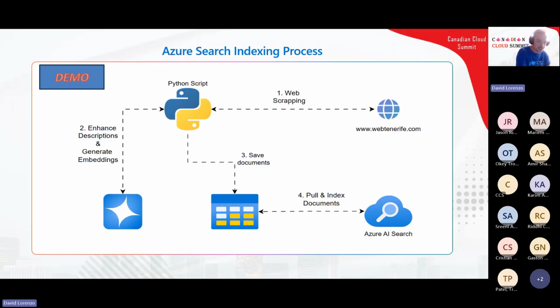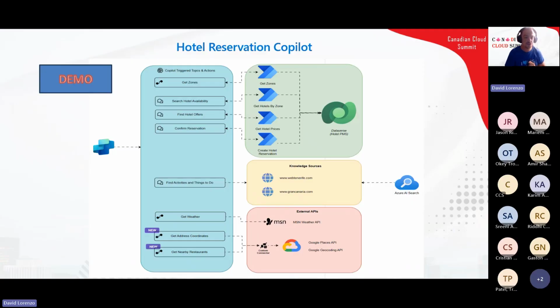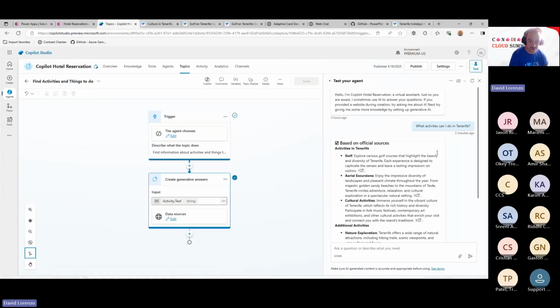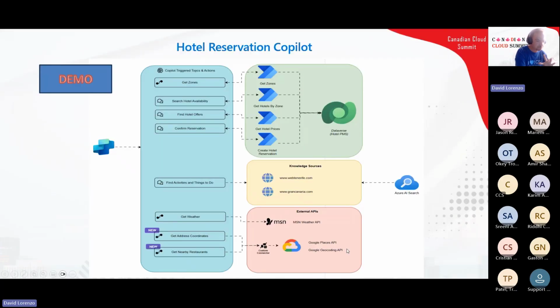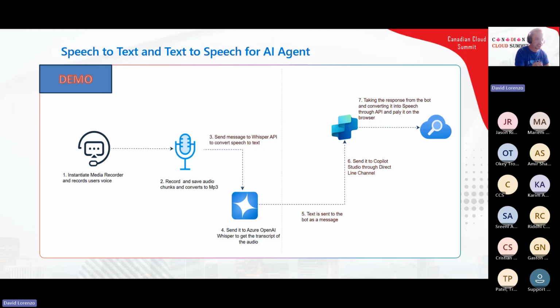Let's go ahead and show you the hotel reservation copilot. Let's start working here in the testing chat, and later on I will show you a spoiler of the speech to text and text to speech for the AI agent. We'll see that later on, in the last part of the demo.